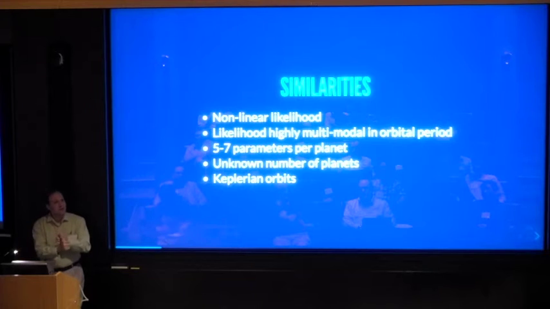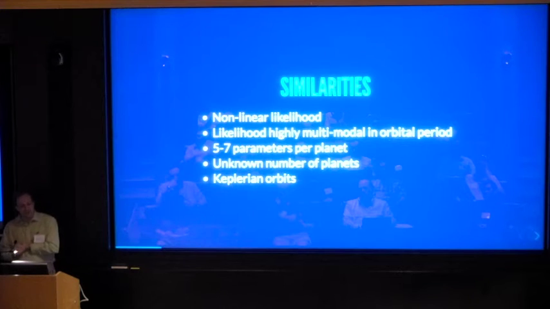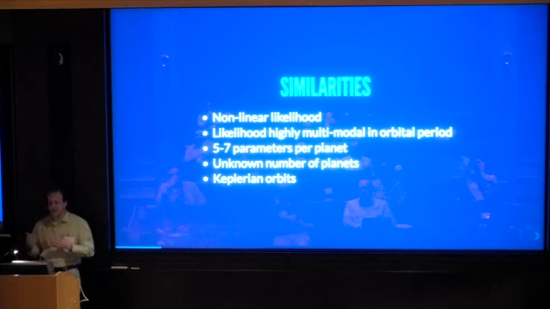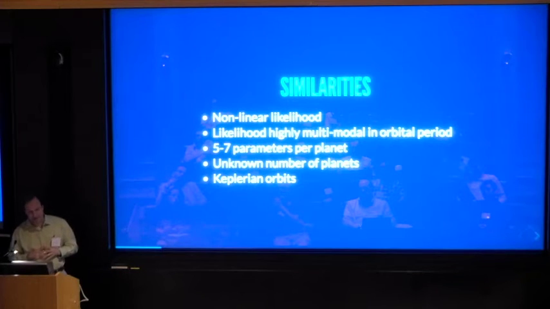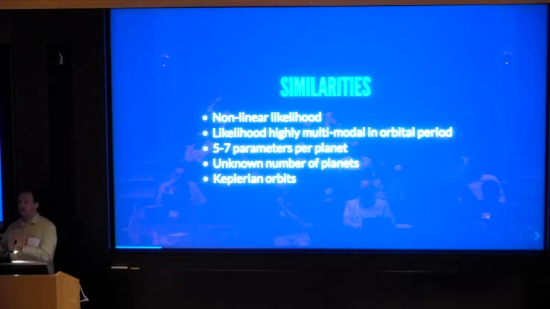Okay, so what's common across all these different planet search methods? All of them have a nonlinear likelihood. All of them, it's highly multimodal, particularly in the orbital period. And there's typically of order 5 to 7 parameters per planet, depending upon what assumptions you make. And also a common problem is there's an unknown number of planets. And your prior might be, there's probably several planets, even before I take one piece of data.